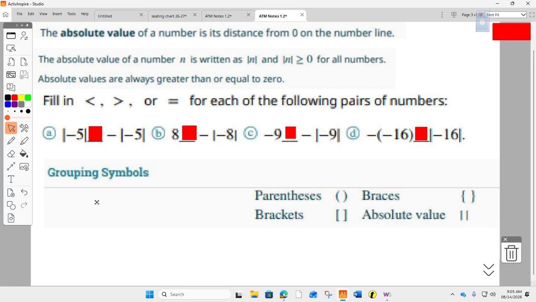So for A, we compare the absolute value of negative 5 to the opposite of the absolute value of negative 5. We're going to evaluate the absolute values first. Remember, left is less than, right is greater than, and obviously you know what equals is. So go ahead and fill in A, B, C, D. Is it going to be less than, greater than, or equal for each? And then I'll uncover.